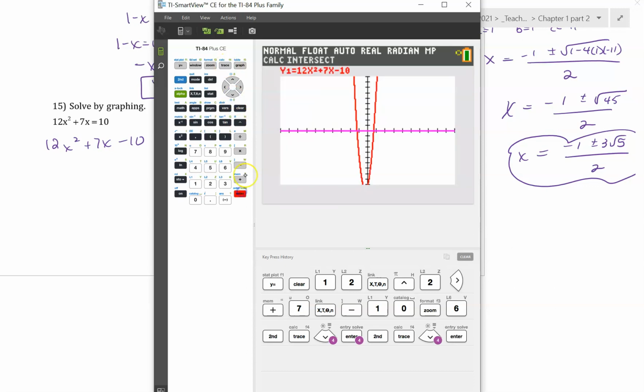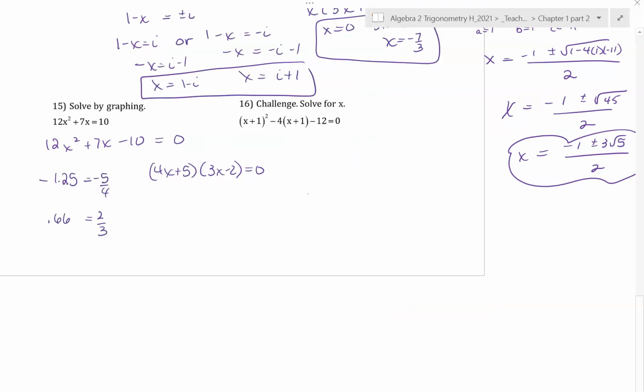Intersect. Enter, enter. And again, I'm going to move over and try to get the other 0 there, so I move to the left. And I hit enter. And that one's negative 1.25. So notice this is just another way to do it. So my answers are negative 5/4 and 2/3.